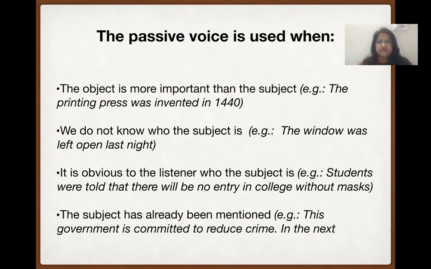See, the active voice is easy to use, right? Then why are we using the passive voice at all? These are the reasons. So the reason is the object is more important than the subject.